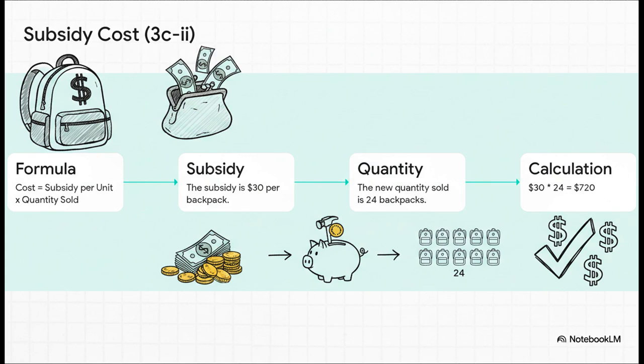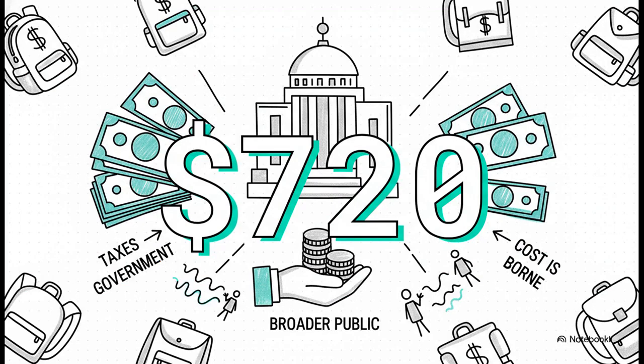This program isn't free. Let's not forget the government is paying $30 for every single one of those 24 backpacks that gets sold. And that comes out to a total cost of $720. Now, where does that money come from? It has to come from somewhere, and that's usually taxes. So while things look great in the backpack market, the cost is being paid by the public.